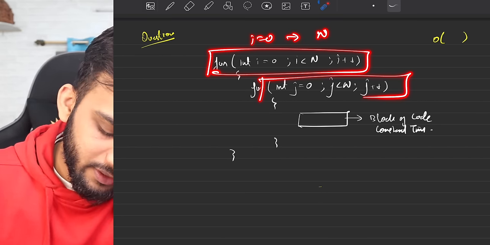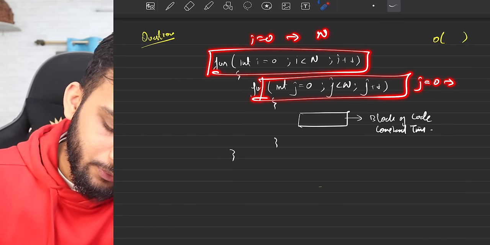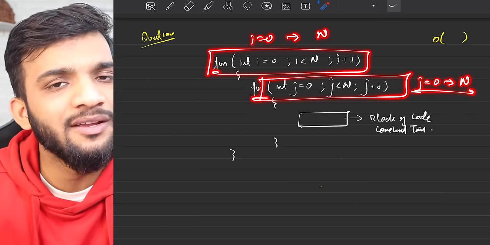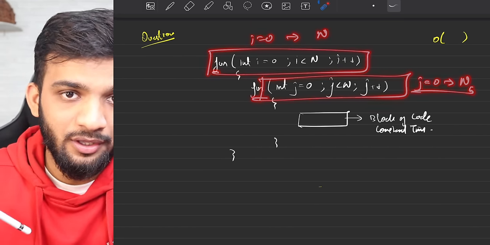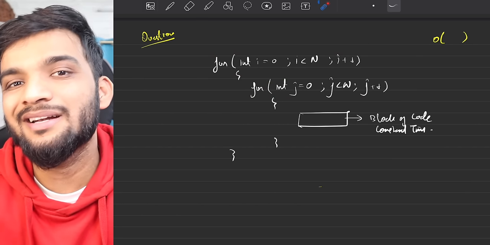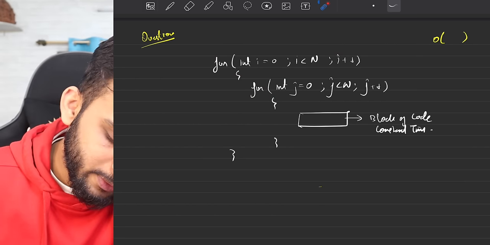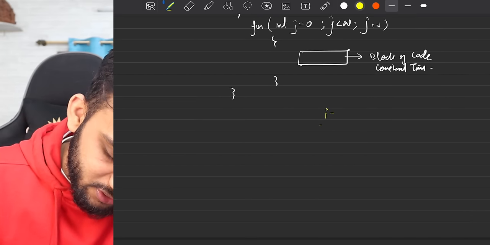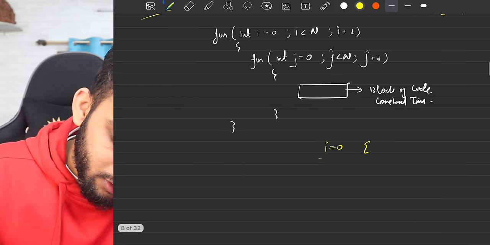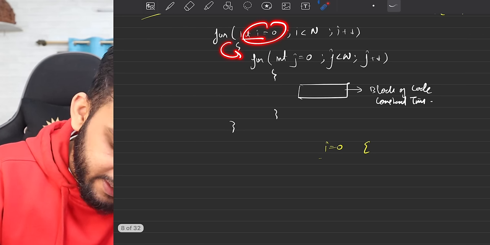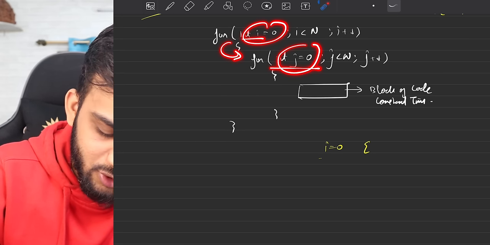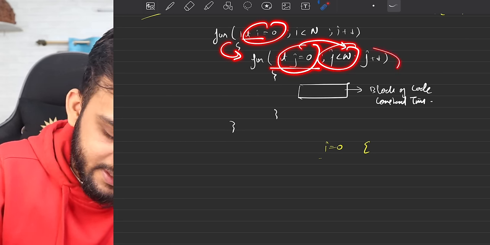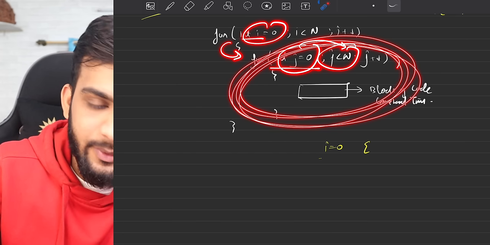And the inner loop is going from j equal to 0 till n. This is also running for n times. Now, if you're a beginner, you might find it a bit difficult. So what you will do is, you will say at i equal to 0, what is happening? Whenever i is 0, it goes inside and j starts its value from 0 and goes till n. And this completes n iterations.